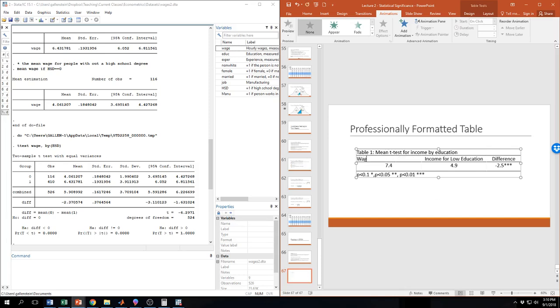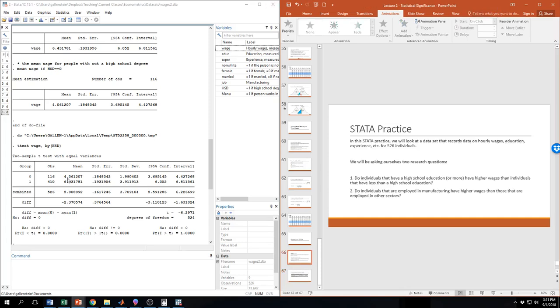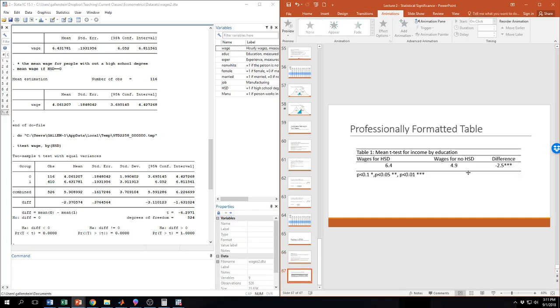So this is wages for high school degree. What's our mean for the people that have a high school degree? It is 6.4. This one is going to be wages for no high school degree. And what was that? That was 4.1 basically. So we'll put that here, 4.1. What was the difference? 2.4 basically. All right, 2.4.